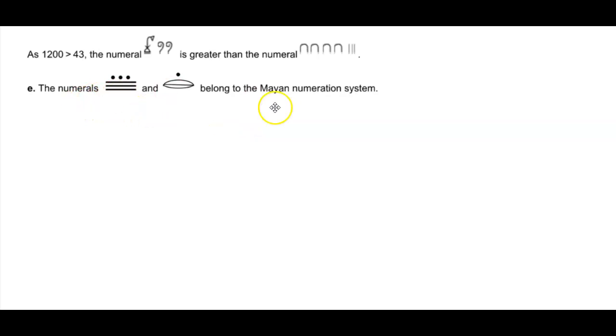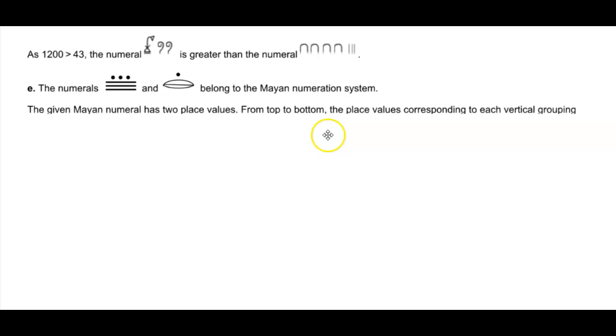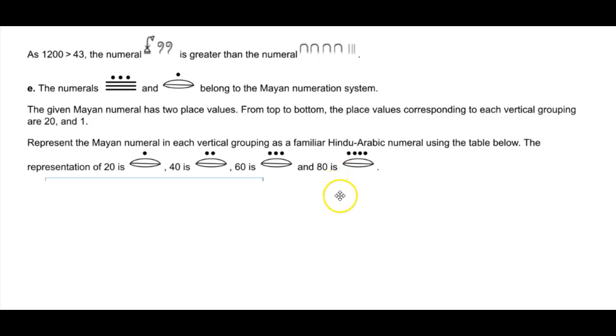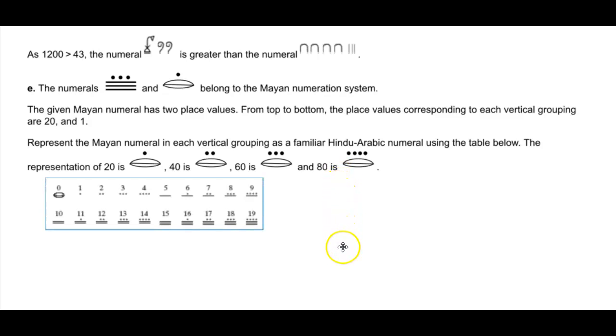Okay, the following numerals belong to the Mayan numeration system. Now, the given Mayan numeral has 2 place values. From top to bottom, the place values corresponding to each vertical grouping are 20 and 1. Now we want to represent the Mayan numeral in each vertical grouping as a familiar Hindu-Arabic numeral using the table below. So what we can see here is that the representation of 20 is the following, with the 1 symbol on the top. 40 is the next one, which has the 2. 60 has the 3, and then 80 is the following.